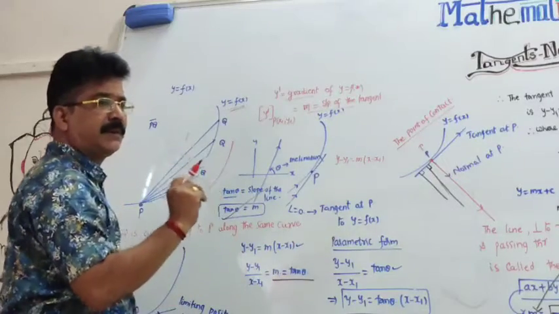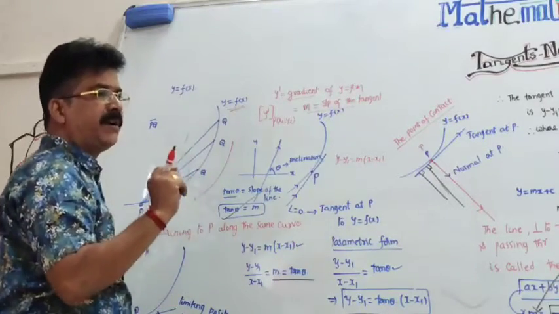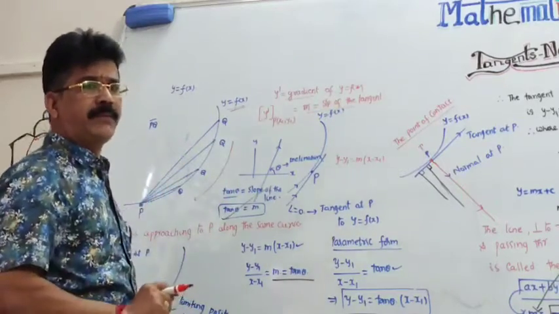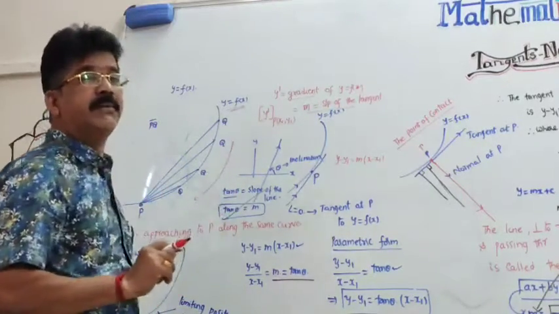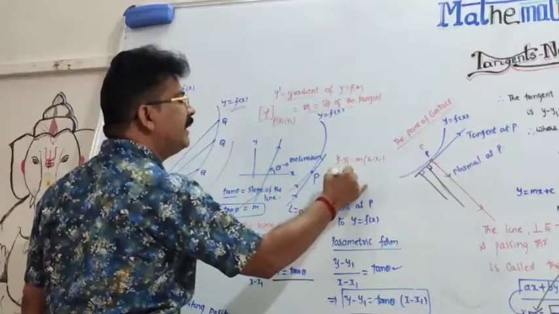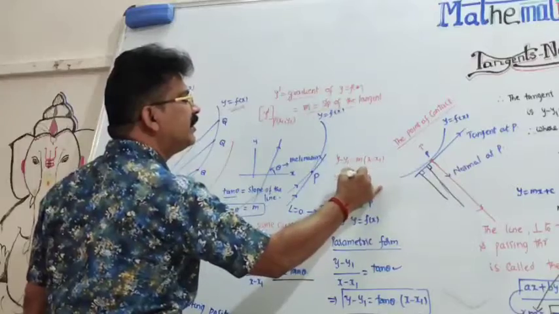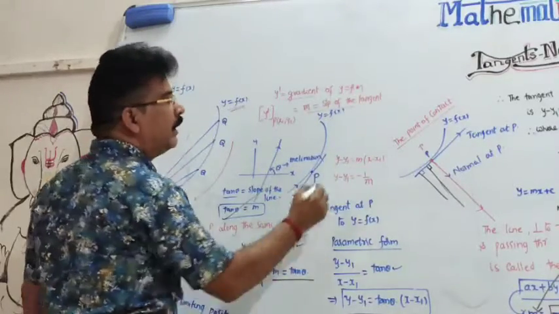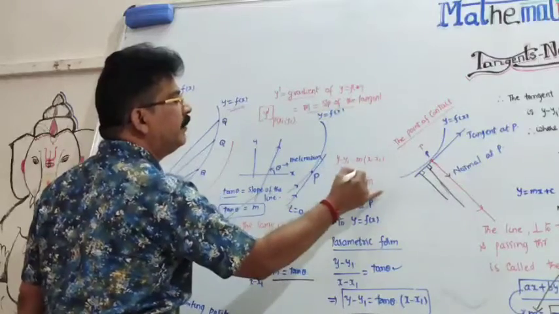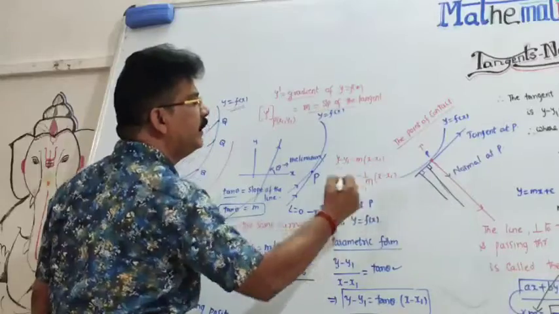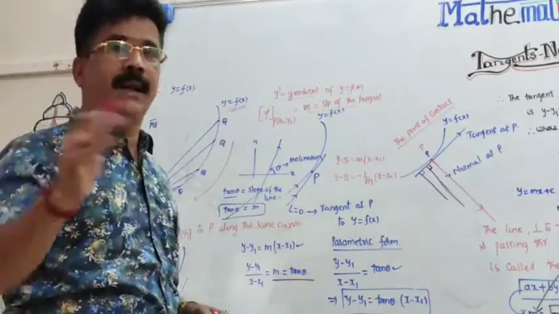It is the formula for the tangent at the point P of x1, y1 to the curve y is equal to f of x, where m is equal to dy by dx at the given point. Similarly, the normal equation is y minus y1 is equal to minus 1 by m, the reciprocal with the opposite sign, into x minus x1. It is called the equation of the normal. Understand?